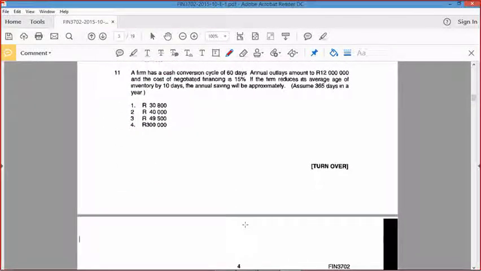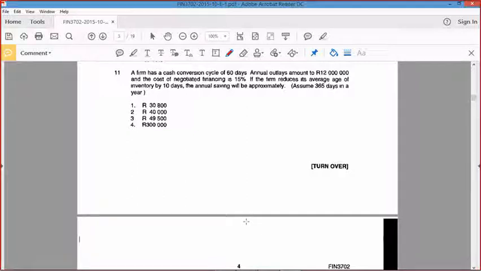Okay, number 11. This one's not so bad. It's looking at cash conversion cycle. They're talking about the annual outlays. There's 12 million that must be outlaid over the 60 days in terms of operations, and they're negotiating finance at 15%. The firm reduces its AAI by 10 days. Is that good or bad for the business?